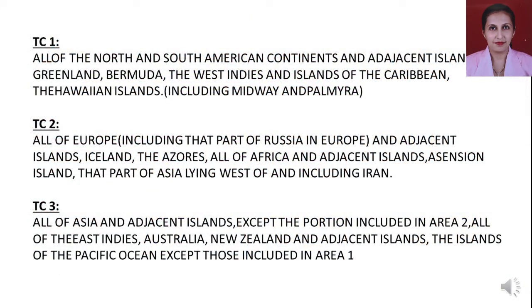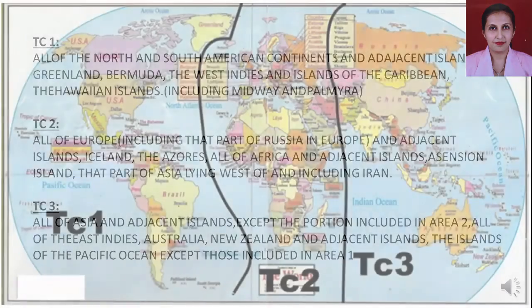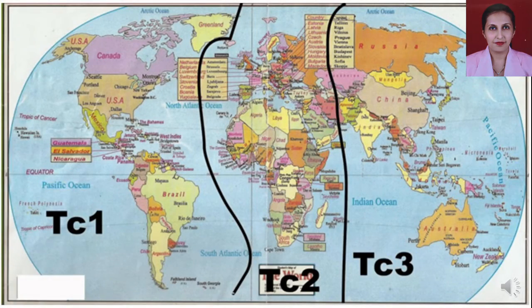So let's learn a little bit more about TC1. All of the North and South American continents and adjacent islands, Greenland, Bermuda, the West Indies and the islands of the Caribbean, the Hawaiian Islands, including Midway and Palmyra. So this is in detail the entire continent that we see from here, Greenland to Canada to USA, Mexico and the whole of the South American continent. All this whole area is known as TC1.